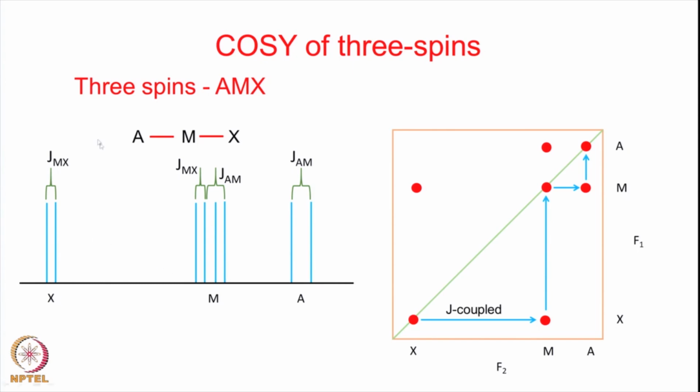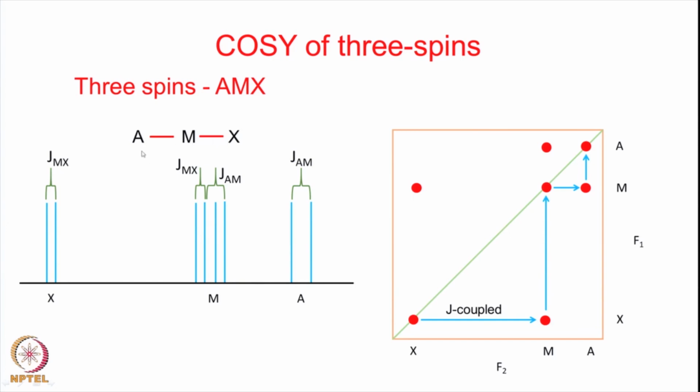So here if I take 3 spins, I can call them AMX. There are different ways the spins can be coupled. If the geometry of this coupling is like this, suppose this is a linear 3 spin system, then you have the A here, M here and X here. So the A spin is coupled to the M spin which is coupled to the X spin, but there is no A to X coupling.